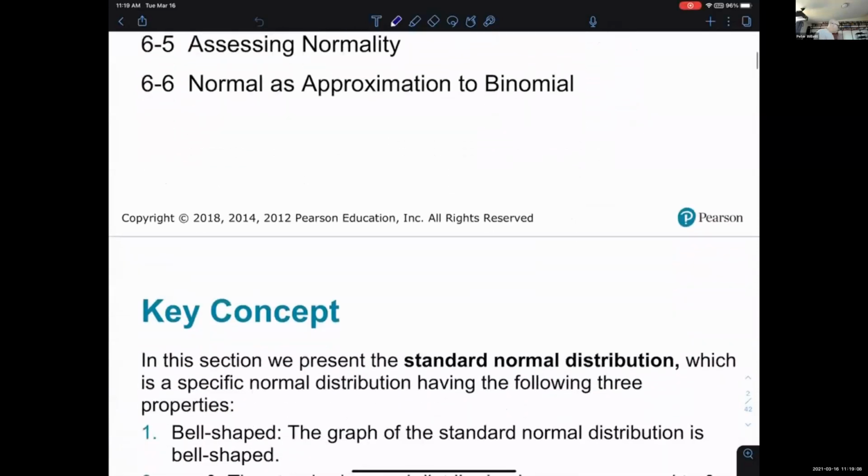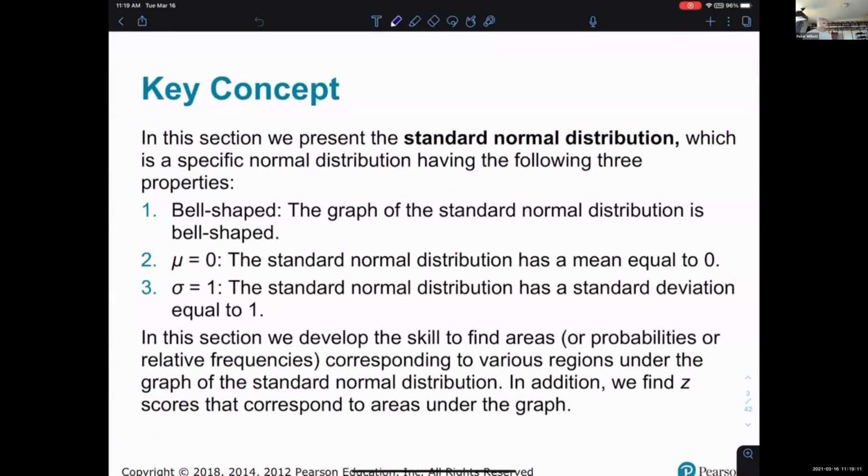So let's look at our key concept. In this section, we present the standard normal distribution, which is a specific normal distribution having the following 3 properties. 1, it's bell-shaped. The graph of the standard normal distribution is bell-shaped, and that basically means that it's higher in the middle and tapers off symmetrically as you go to each side. We've already looked at the idea of a normal distribution, but now we're applying it to a probability distribution, and we're defining a specific standard normal distribution. Like any normal distribution, it's bell-shaped.